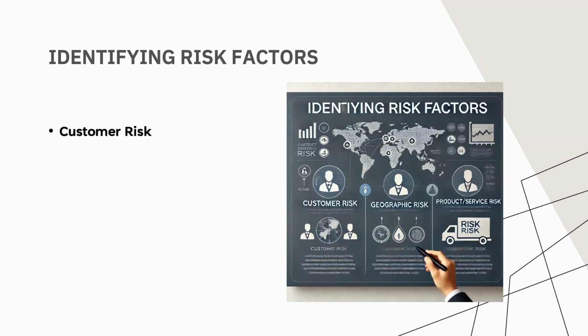Customer risk involves assessing the profiles of customers, such as their occupation, transaction behavior, and history. High-risk customers might include politically exposed persons and those from high-risk industries. Geographic risk refers to the locations where the business operates or conducts transactions. Countries with weak AML regulations or high levels of corruption pose higher risks. Product/service risk pertains to the nature of the products and services offered by the organization. Complex financial products, private banking, and international wire transfers are examples of higher-risk services.